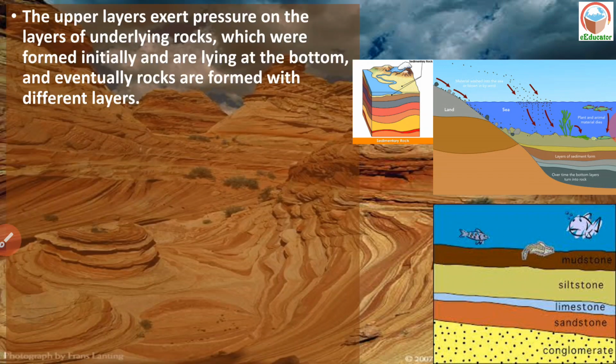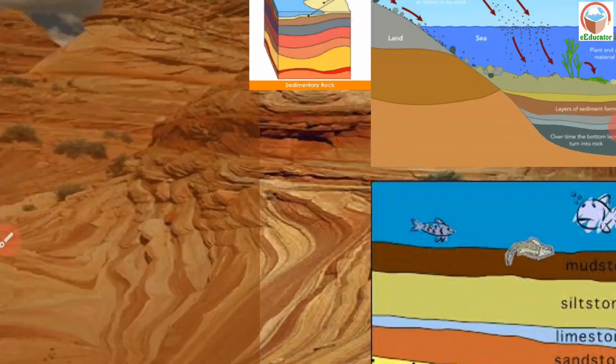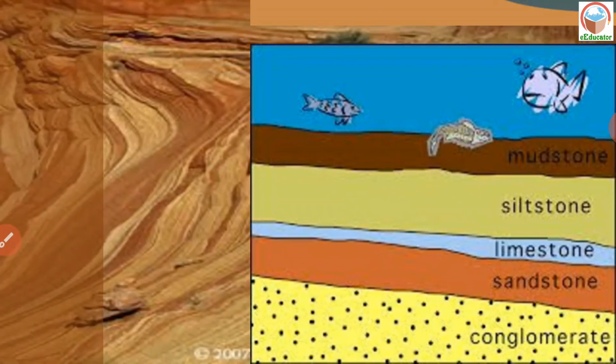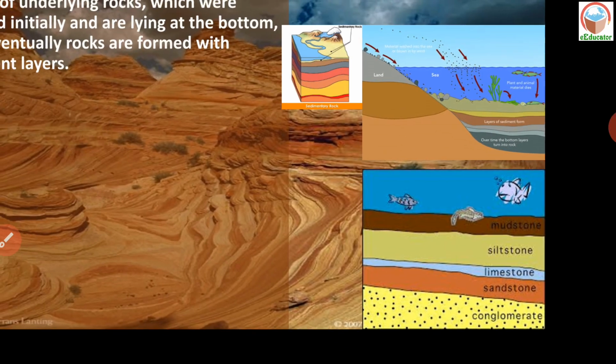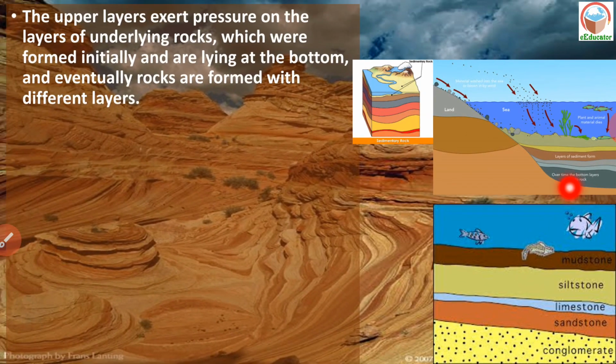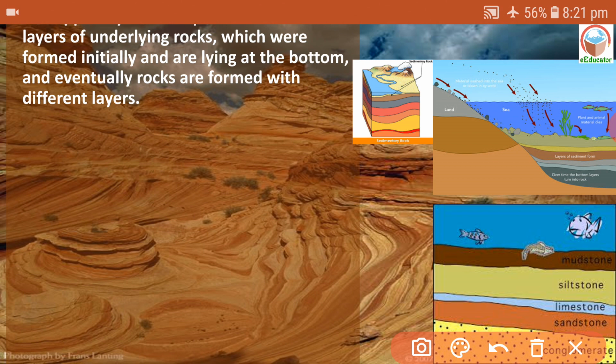So the upper layer exerts pressure on the underlying rocks which were formed initially and lying there. Like one layer is formed first here, look at here. So one layer which formed here, you can see here the dotted layers. So after that sometimes uske upar dusra layer hoga, uske upar dusra layer hoga, uske upar dusra. So heat and pressure were exerted from the upper layer. Upar wala ye layer hai, wo niche wala layer ke upar exert karega, pressure karega. Because of that pressure, that layer, that sediment transforms into rocks.